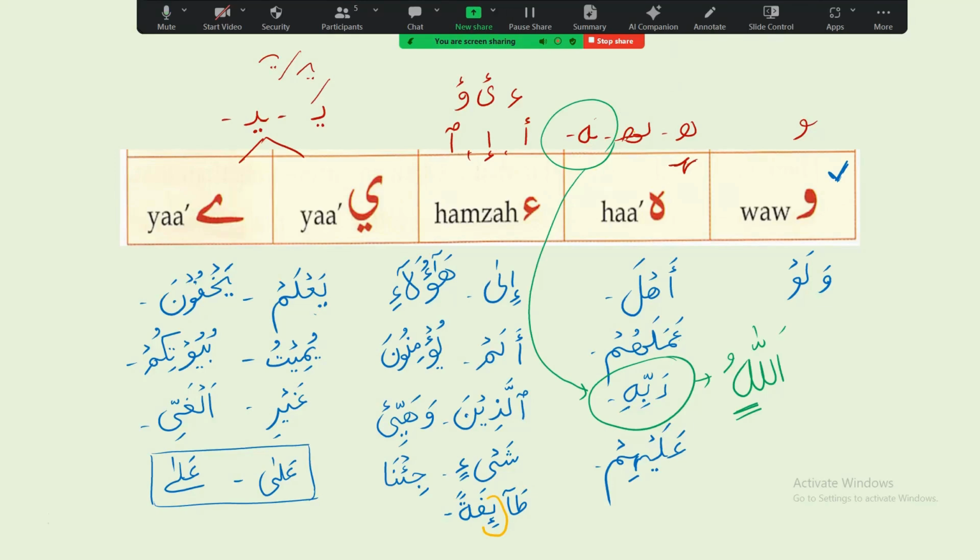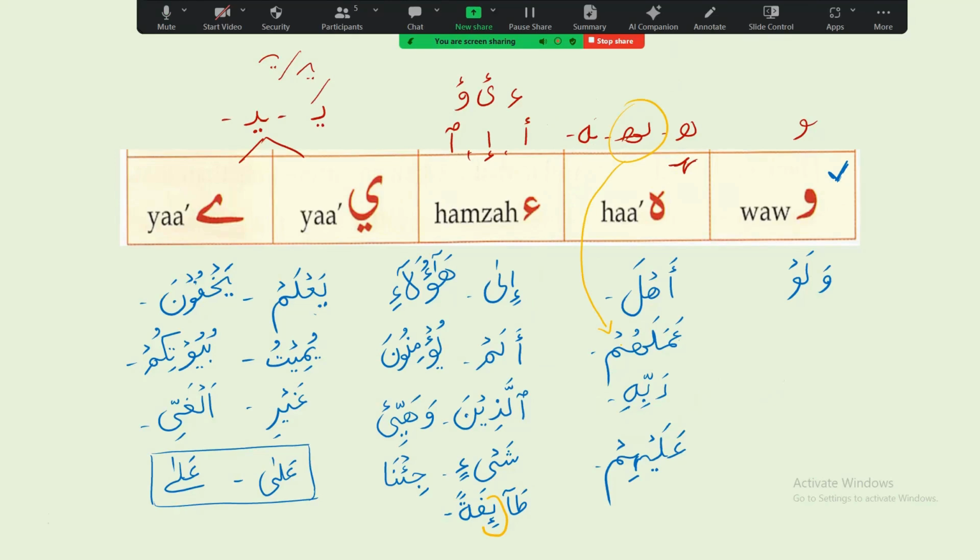Okay, so when Ha comes in the middle, it can take two shapes, right? I have discussed the first one, which is this one. When it comes in the middle, it might take something like this shape, and sometimes it takes a shape like this as well. Of this word, alayhim, we have Ha here now.